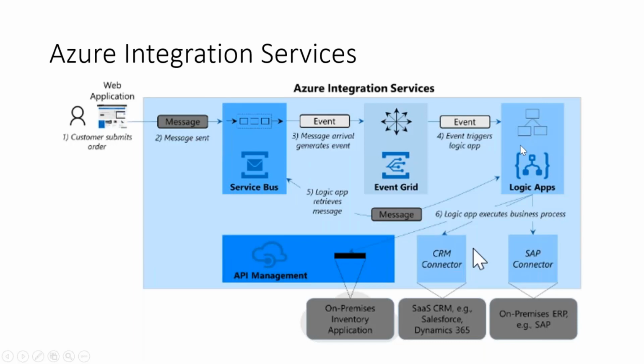At that point in time, Logic Apps is going to go to the Service Bus, capture the message to start processing and doing all the other stuff it needs to do. Maybe use the SAP connector, maybe use the CRM, calling another API Management to use a proxy to consume another web service or another API. Okay, so this is what composes the whole Azure Integration Services.